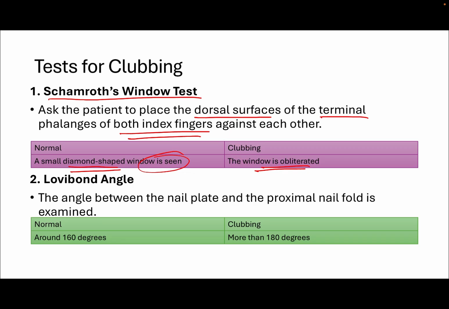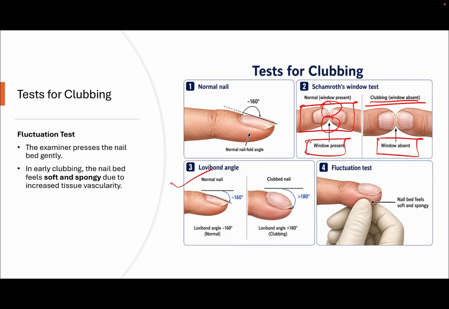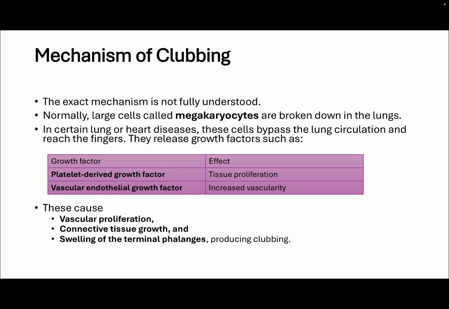Now coming to the Lovibond angle, the angle between the nail plate and the proximal nail fold is examined. It will be around 160 degrees normally, and more than 180 degrees in clubbing. And the third one is the fluctuation test. Here the examiner presses the nail bed gently.